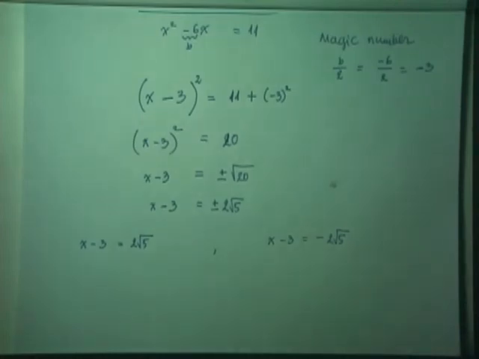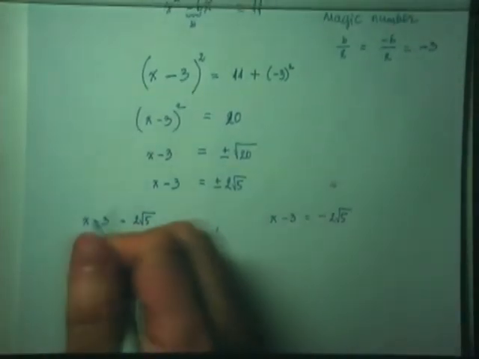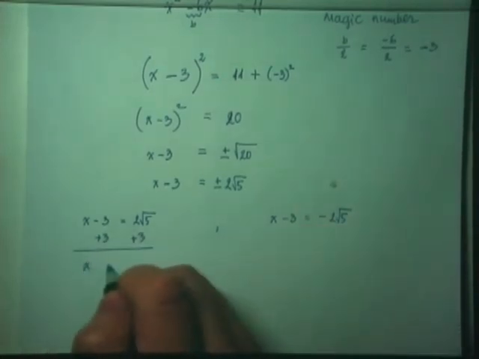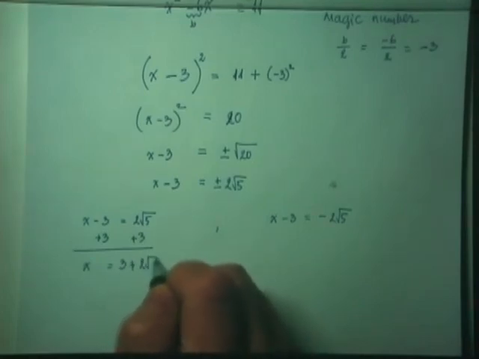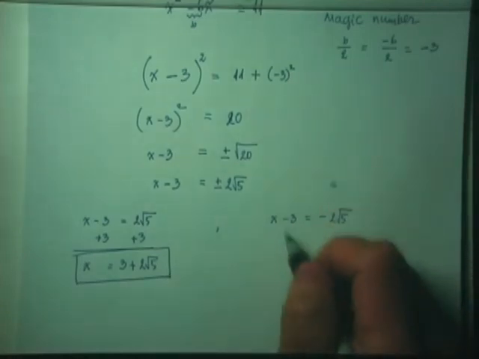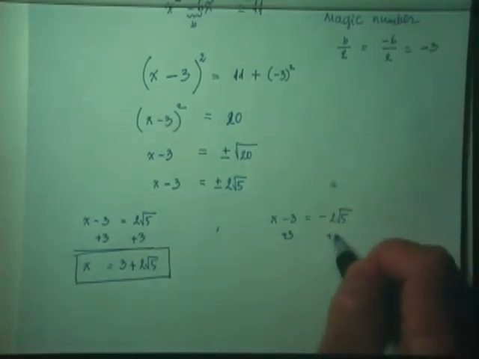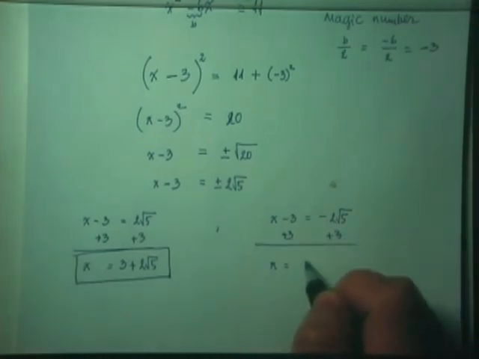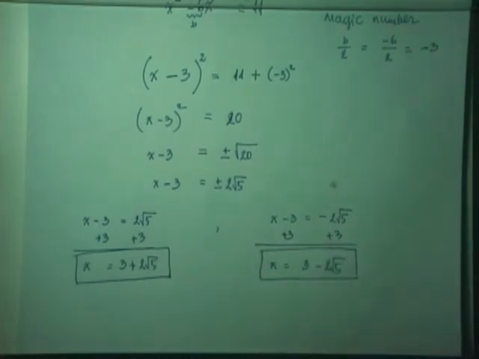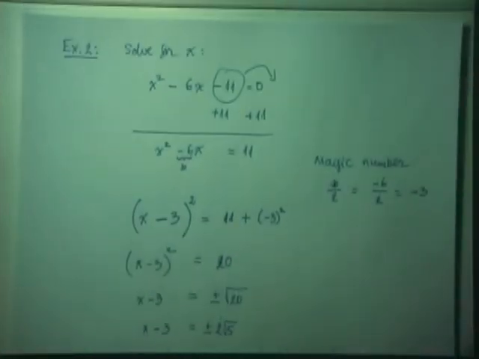So I have two separate equations, two independent equations to solve for x. And then from each equation, I need to add 3 to both sides. So that gives me x equals 3 plus 2 square root 5. And this is once again where we are done with my first sub-equation. And on the other equation, I'm adding 3 to both sides again. And that gives me x equals 3 minus 2 square root 5. And here I have obtained my two solutions for the starting equation, x squared minus 6x minus 11 equals 0.